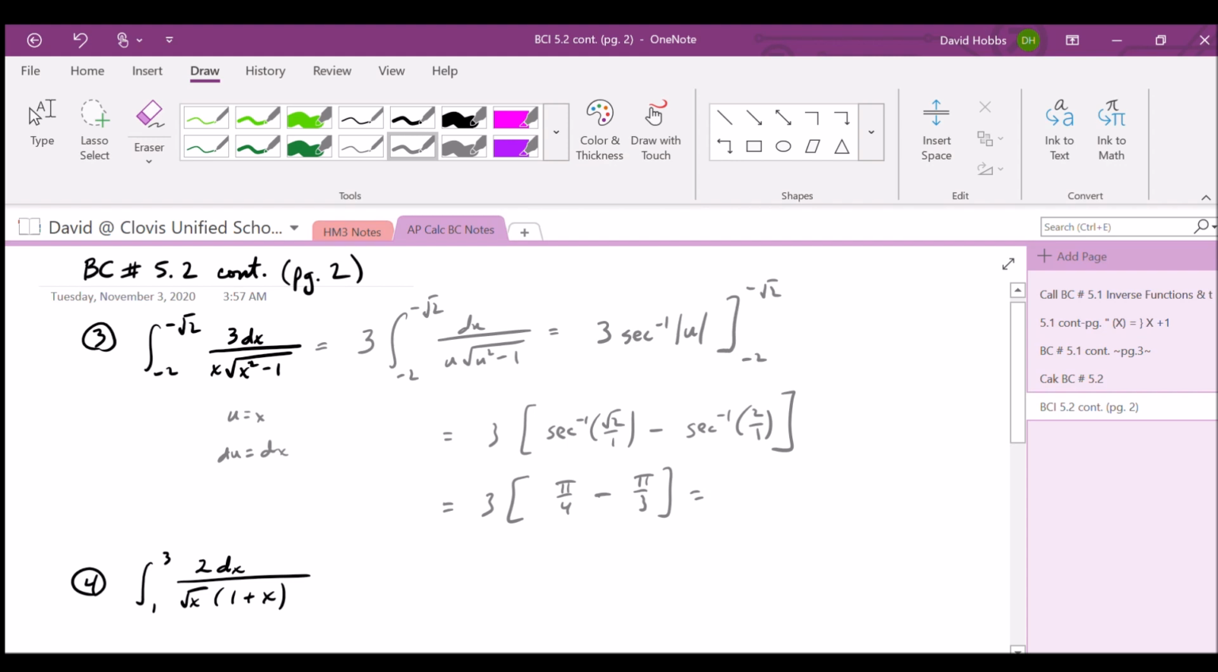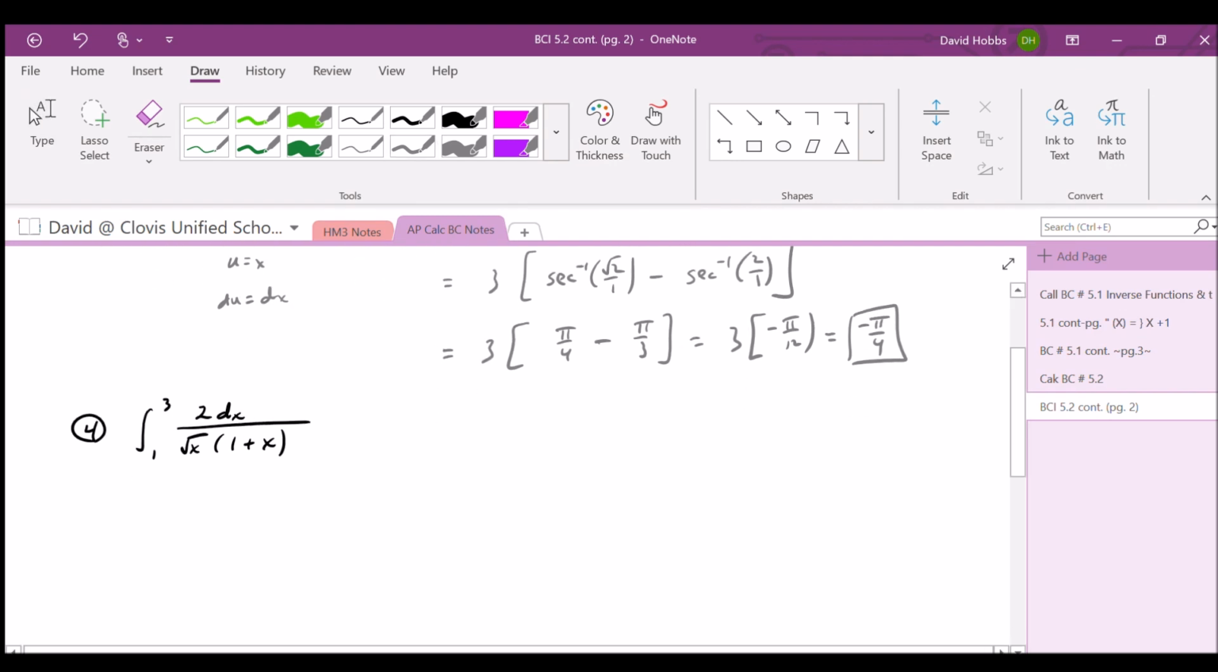Okay, and so now common denominator, it's 12, so that's 3 pi over 12 minus 4 pi over 12. So we have 3 times negative pi over 12, which is negative pi over 4. Okay, moving on. Number 4 here.